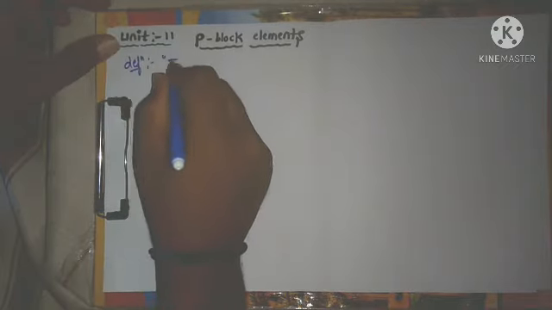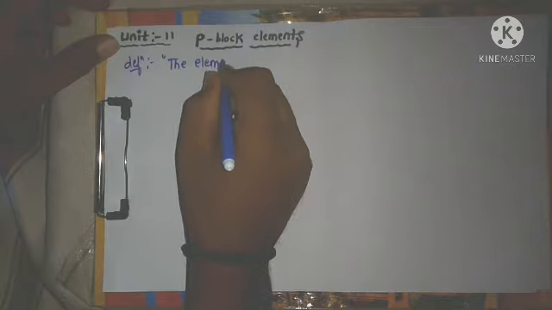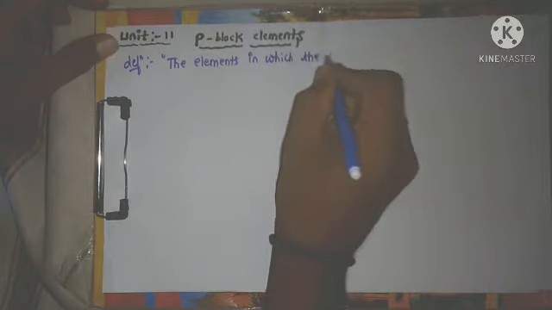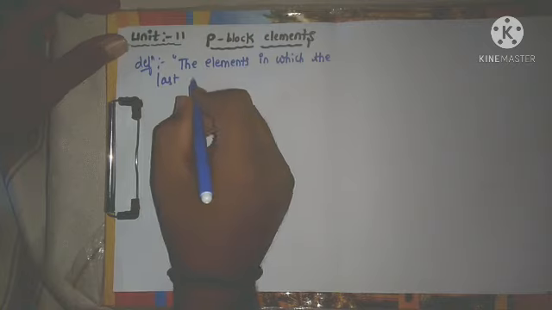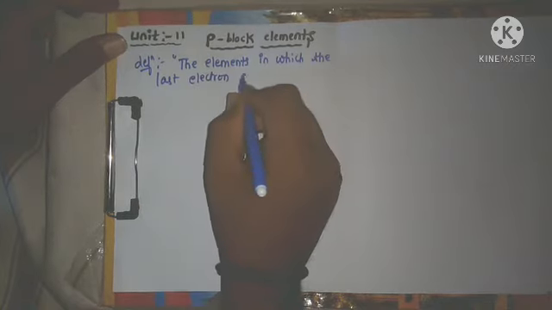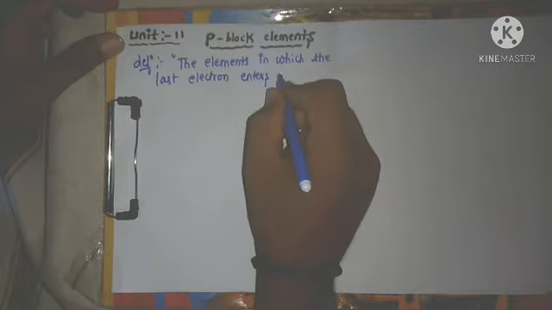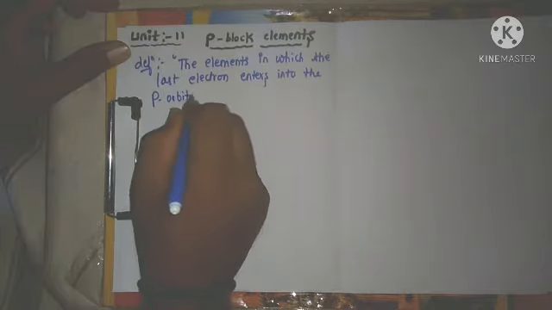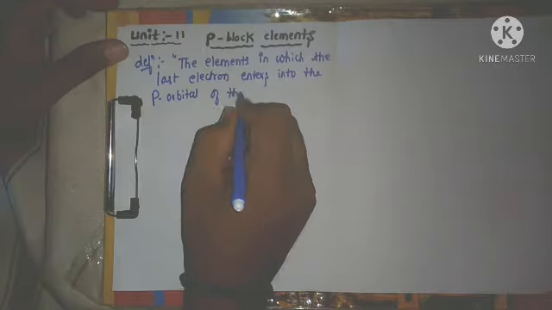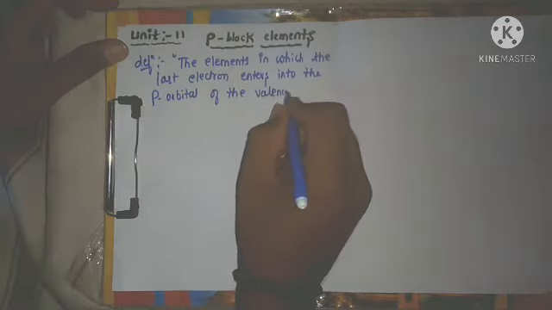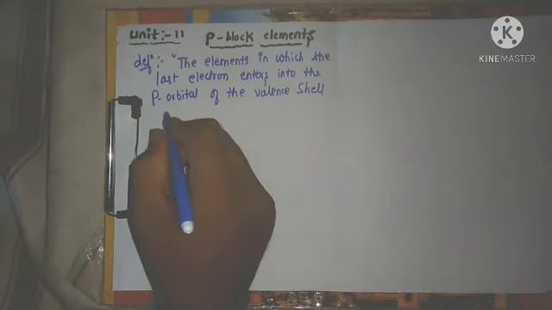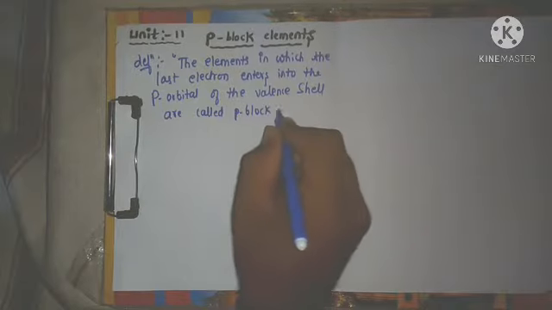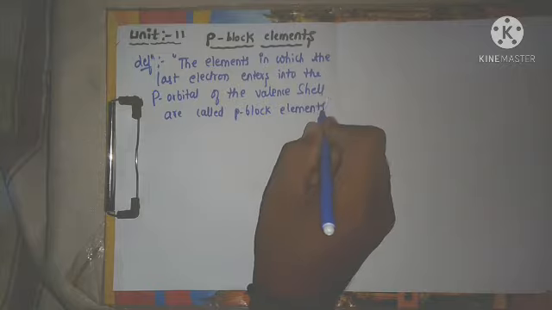Definition for the p block elements is: the elements in which the last electron enters into the p orbital of the valence shell are called p block elements.